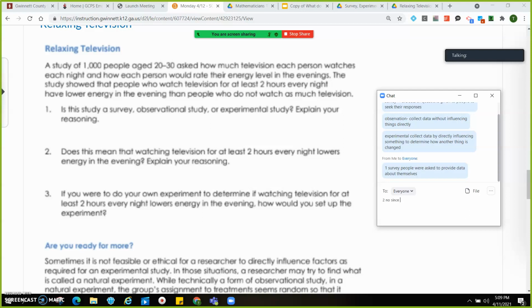Okay. Since the data collected was a survey, it can only be an association. Okay, so we can't say that one causes the other to happen because we're not really sure whether these people are just frequent television watchers or non-frequent television watchers, or, you know, there's other things that are included in that. Okay. And then number 3, if you were to do your own experiment to determine if watching television for at least 2 hours every night lowers energy in the evening, how would you set up the experiment?